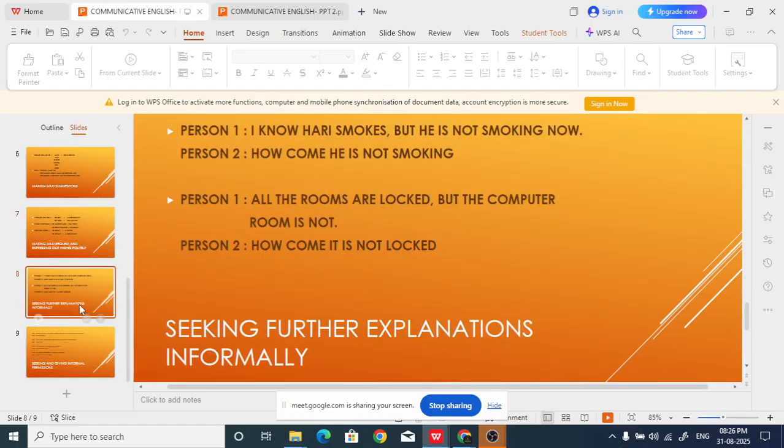Okay, let's go to the third slide. Can you read Person 1, Person 2 like that? Muhammad, you start. Person 1: I know Hari smokes, but he is not smoking now. Person 2: How come he is not smoking? Because he wanted to know why he is not smoking now. Instead of asking why he is not smoking, he says, "how come?" So this is a nice way of asking. Next. Person 1: All the rooms are locked, but the computer room is not. Person 2: How come it is not locked? Very good. Next.